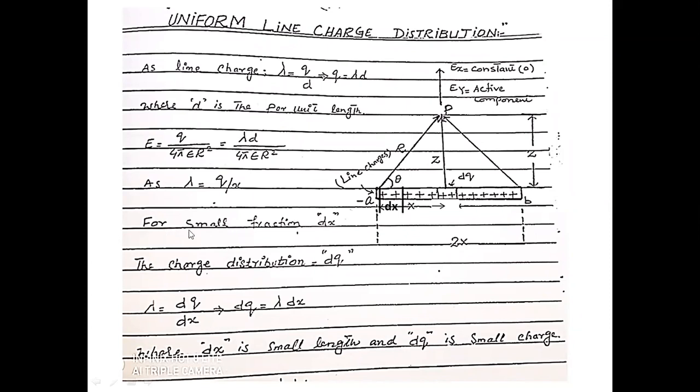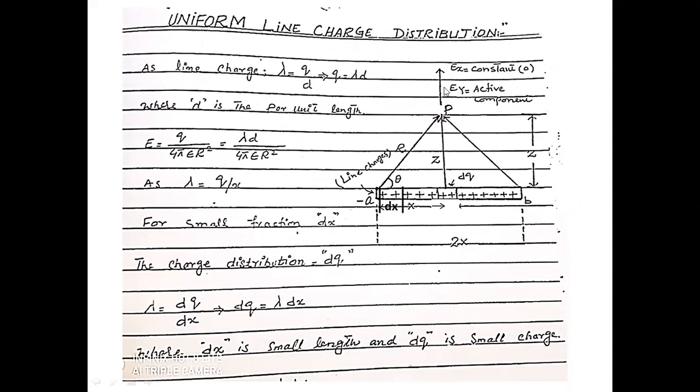Similarly, we will use the same procedure by taking a small fraction of the length dx, and the charge in this small fraction of length is dq. So the charge distribution in that small portion is dq. Lambda is equal to dq over dx, which implies dq is equal to lambda dx. Here dq is the charge in the small length dx, where dx is the small length and dq is the small charge.